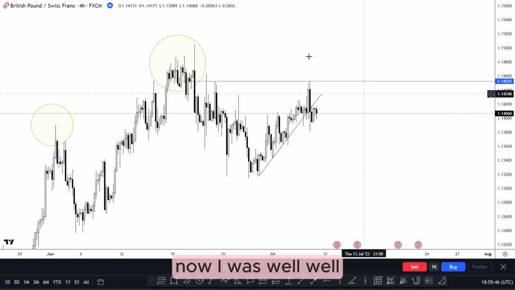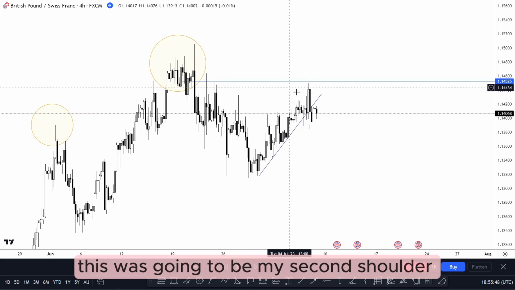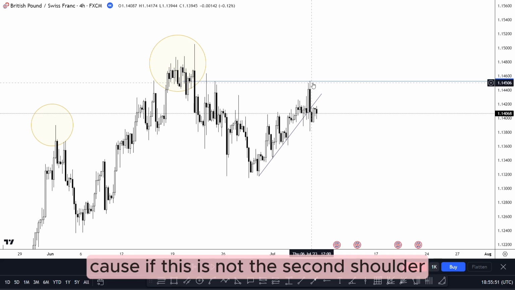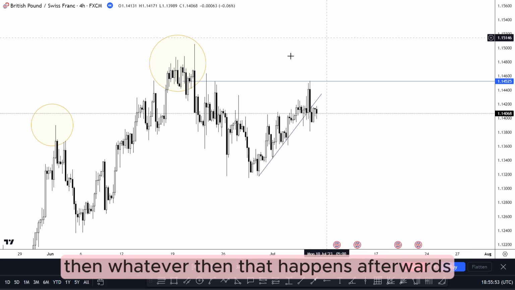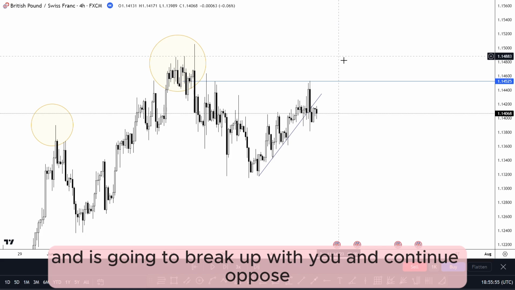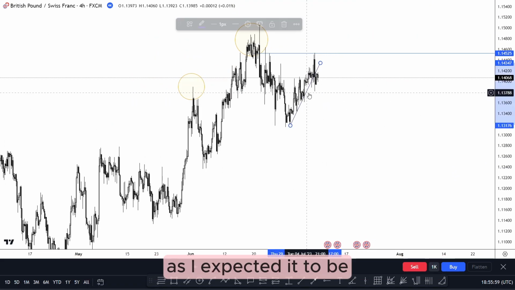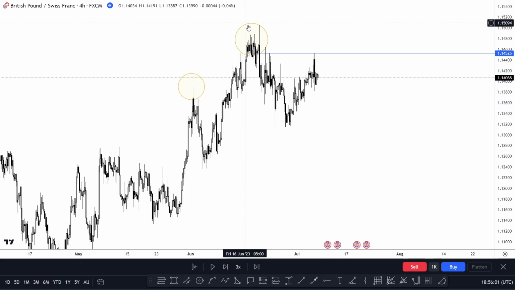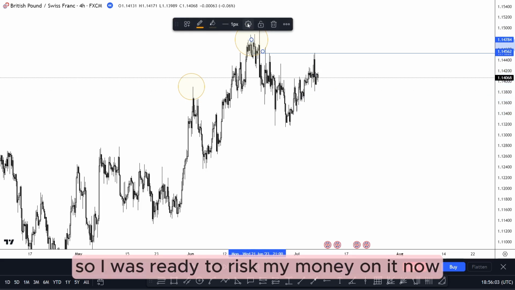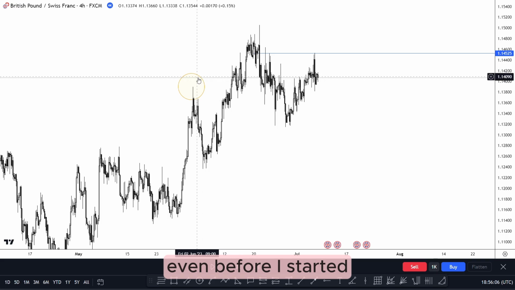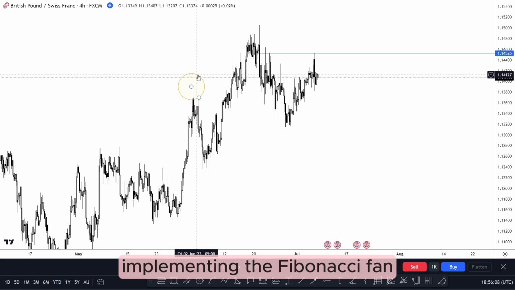Now I was well convinced that this was going to be my second shoulder, because if this is not the second shoulder, then whatever happens afterwards is going to break above here and continue upwards, and it's not going to be the head and shoulders as I expected. So I was ready to risk my money on it, even before I started implementing the Fibonacci Fan too.